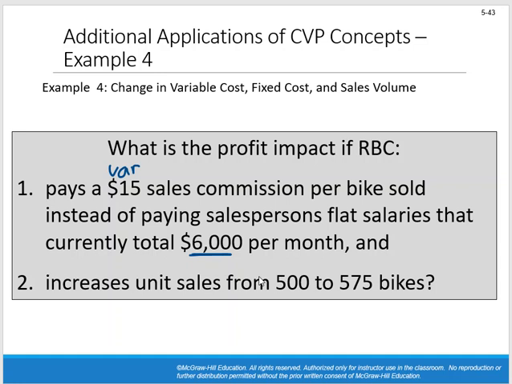So let's think it through. If our variable expenses are going up by 15, so from 300 up to 315, what's happening to our CM per unit? It's going down, right? So variable expenses go up by 15 means our CM is going to go down by 15 to 185 instead of 200.